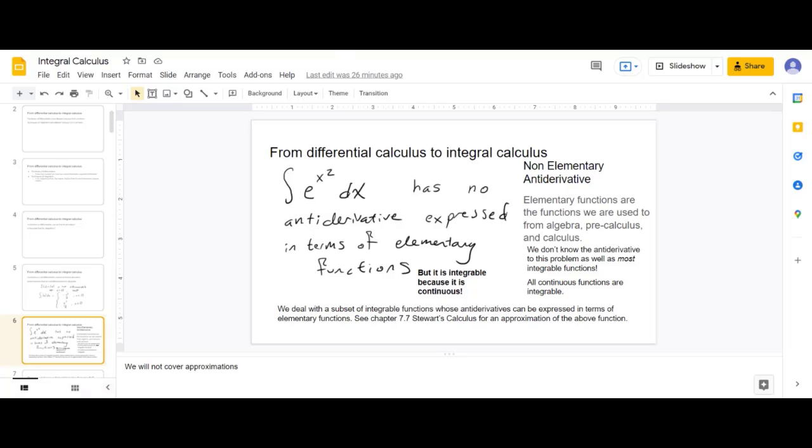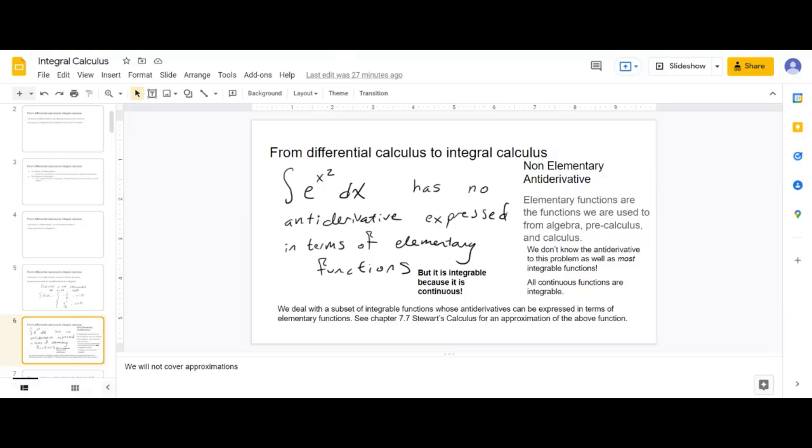So this function, e to the x squared, we can't express its antiderivative in terms of elementary functions. It's like a problem that we just can't do. But it's integrable because it is continuous. All continuous functions are integrable. Think about it. A continuous function is an easier condition to meet than being differentiable. So this has a non-elementary antiderivative. Elementary functions are simply the functions that we're used to.